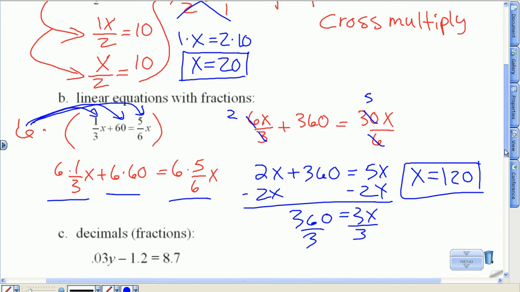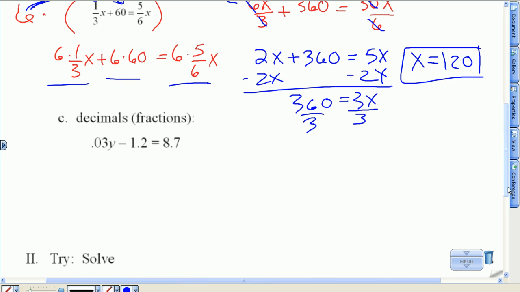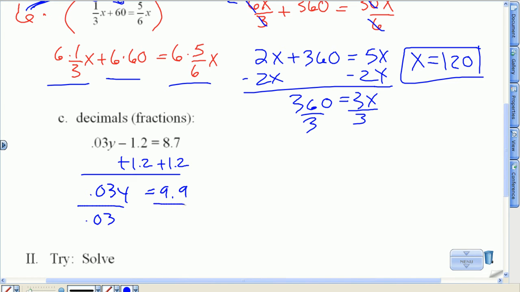Alright, well, now we have a third category here, decimals. Good news is decimals are actually solved pretty simply. We don't really treat them as fractions. So we're just going to add 1.2 to both sides. You do have to keep track of your decimals, so be careful about it. We're going to divide both sides by 0.03, and then we're just going to go to our buddy.